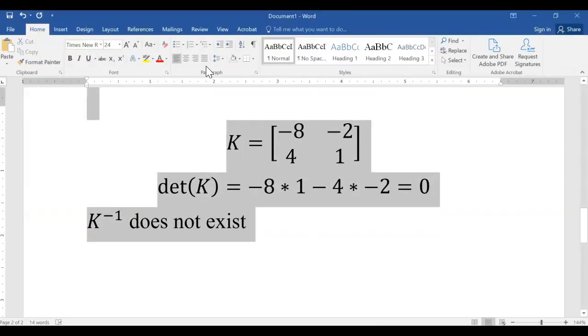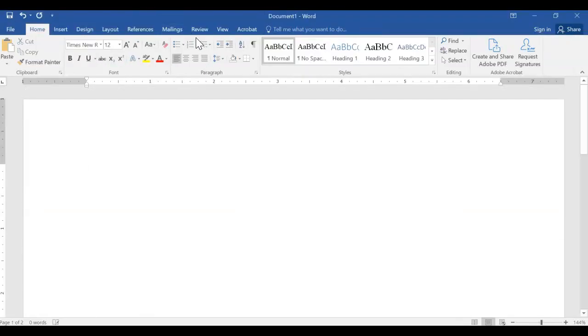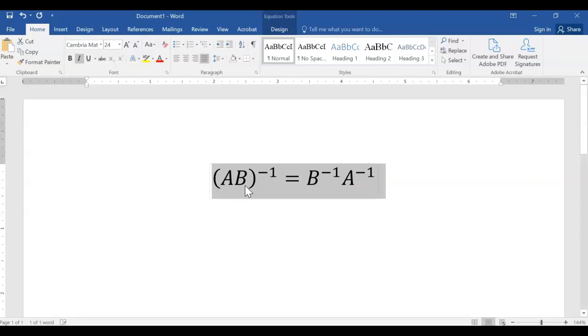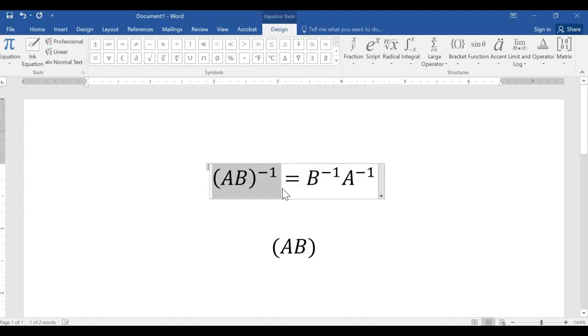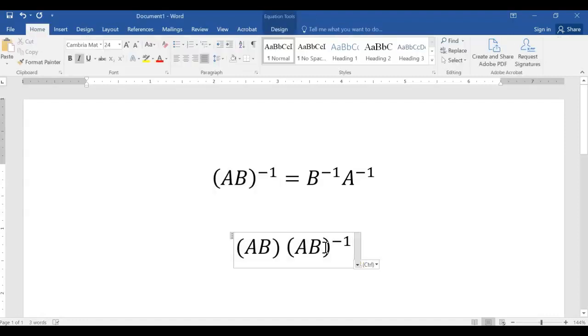So let's go back to, let's say A and B are both invertible matrices and that the inverse exists. What that inverse is telling you is that if you multiply the product AB times its inverse, you should get back the identity.